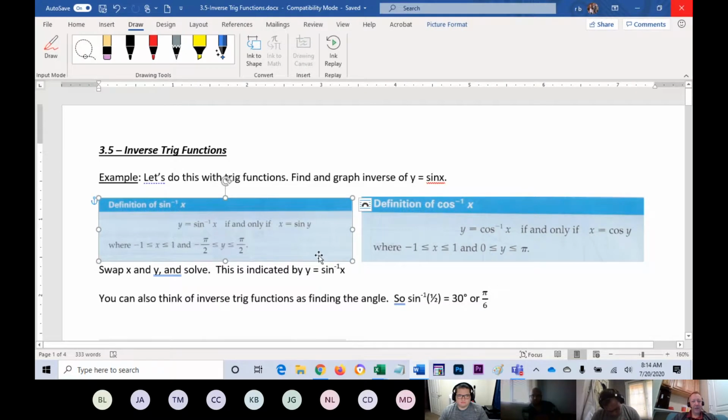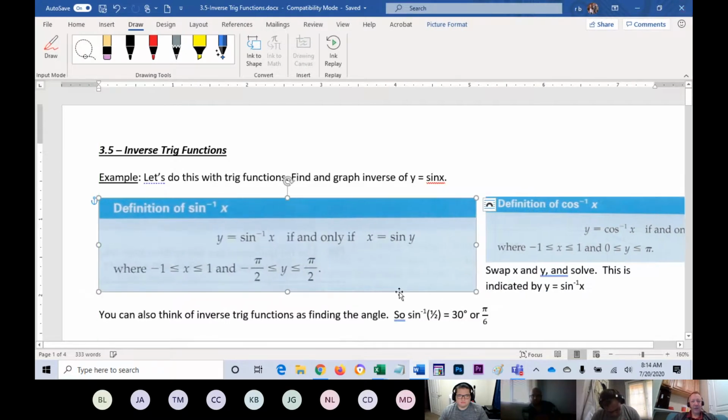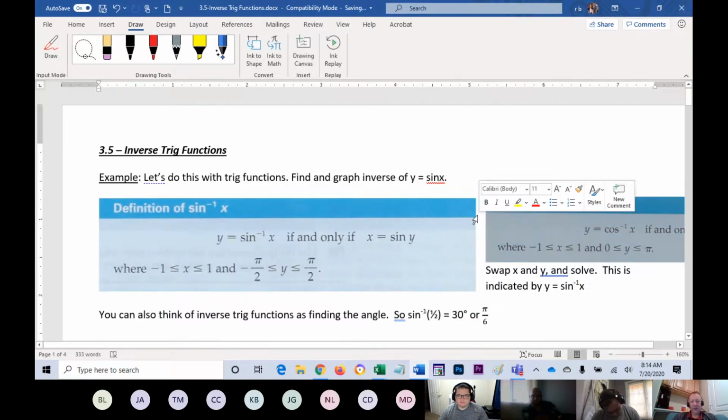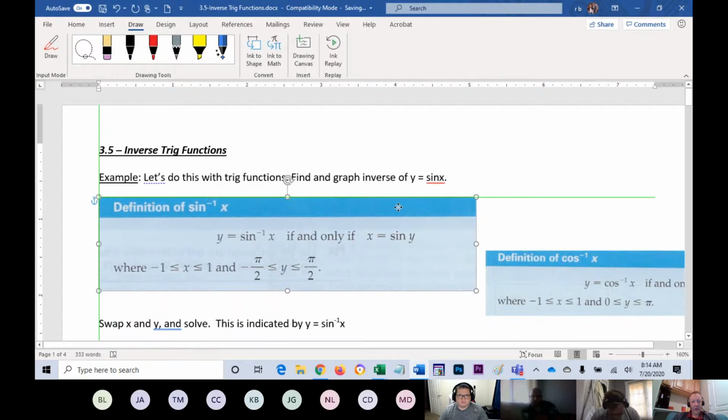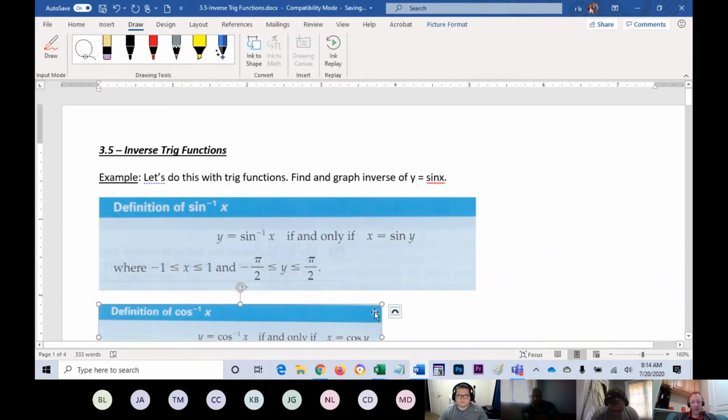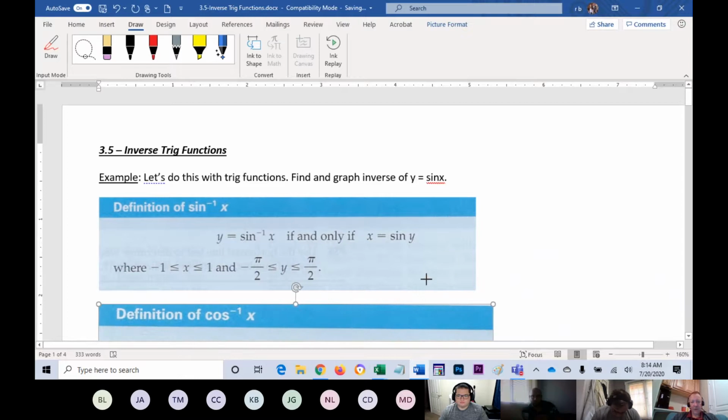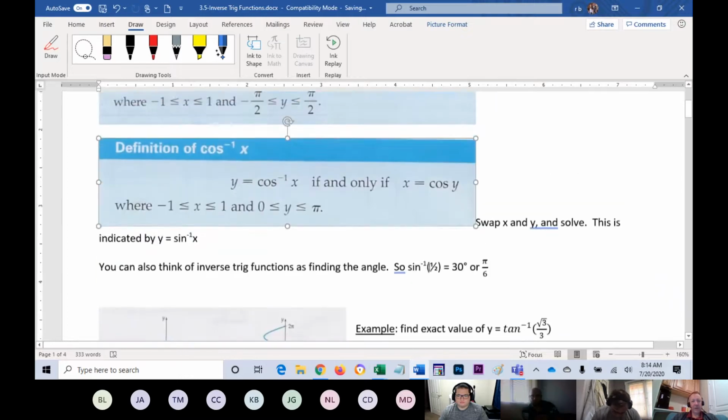For the definition of the sine, maybe I should make these a little bit bigger. I think they're a little hard to see. Is this going to let me? All right, I'm going to make that a little bit bigger. Hopefully about the same size.